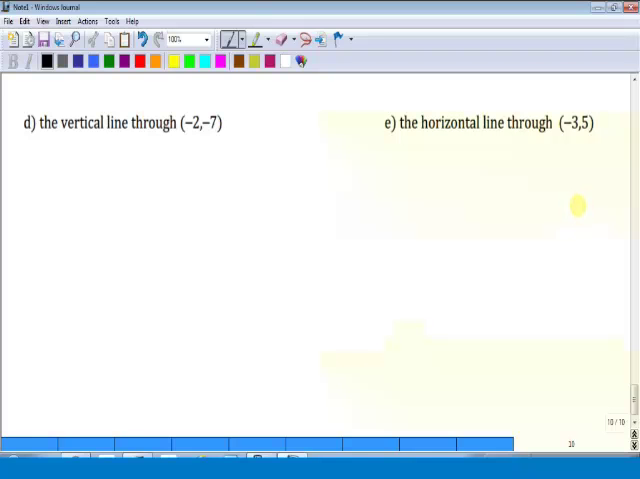We want to write an equation for the vertical line that passes through the point -2, -7. It's not possible to use either slope-intercept form or the point-slope form of the equation of the line to find this, because it doesn't have a slope. Got to have a slope to have a point-slope form or a slope-intercept form. Let's see what it does have. So -2, 1, 2, 3, 4, 5, 6, 7. We know where this line is.